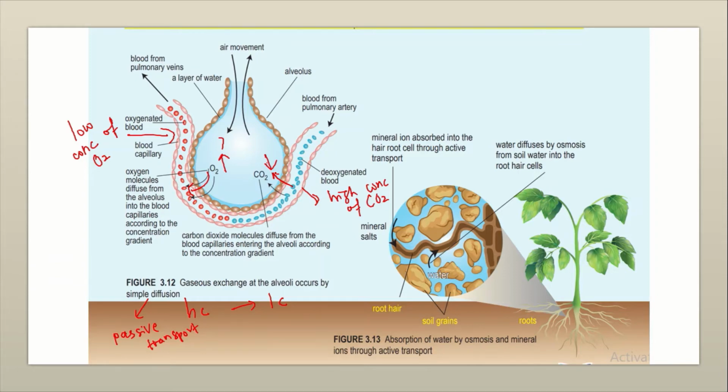Okay. So, figure 3.13 shows absorption of water by osmosis and mineral ions through active transport. Plant consists of root hair cells. So, root hair cell will absorb water by osmosis and will absorb mineral ion by active transport. Okay, this is the root hair cells.